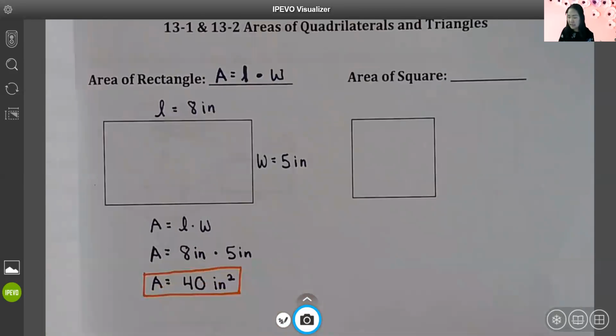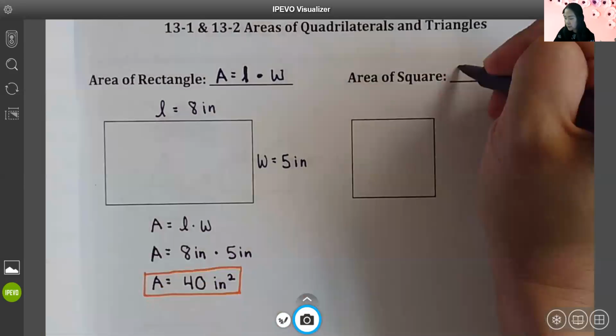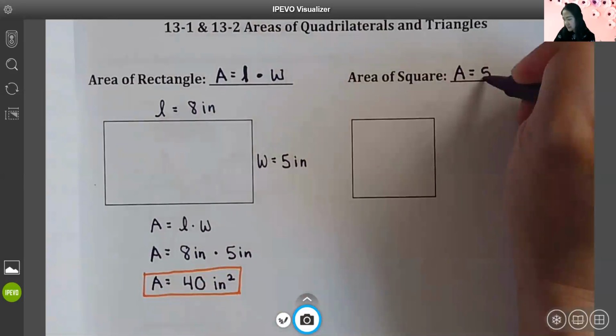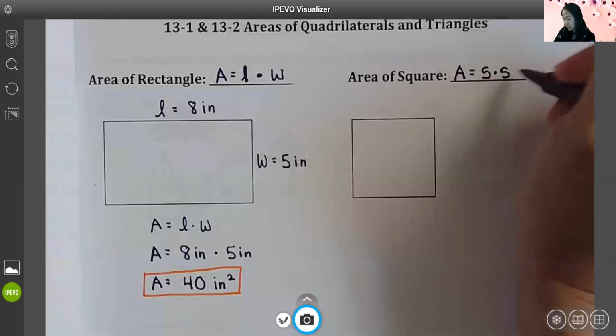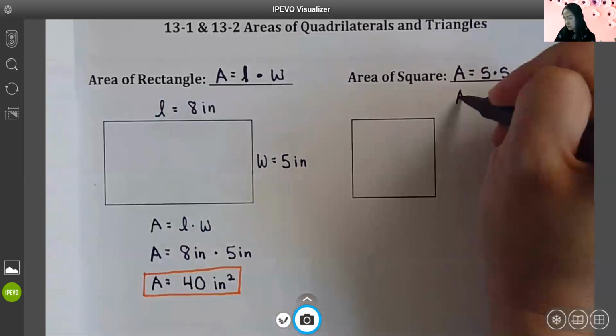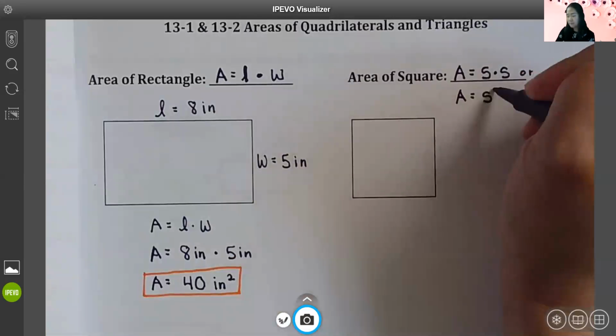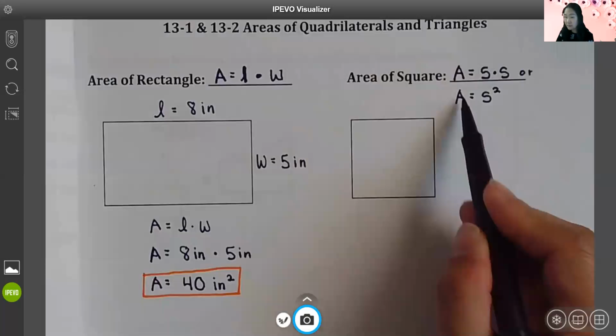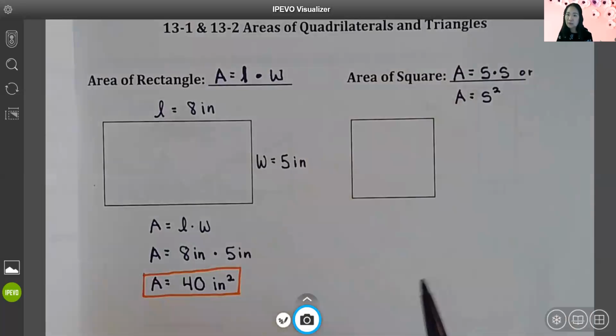Now, what about the area of a square? The formula is area equals side times side, or area equals side to the second power. I'll show you why those are the same. This is actually a better formula, side to the second power, okay?